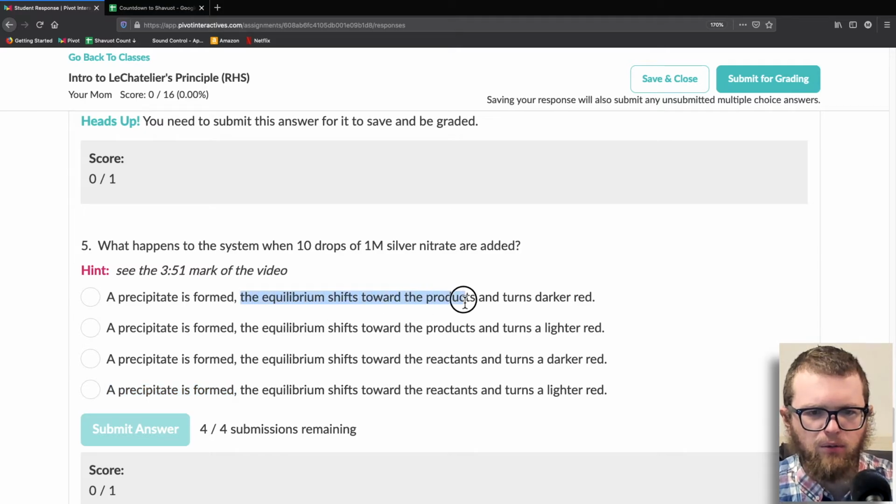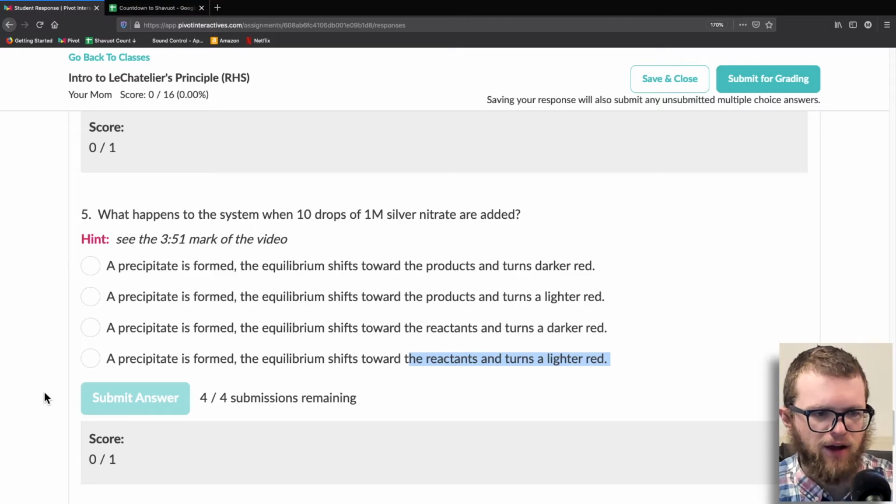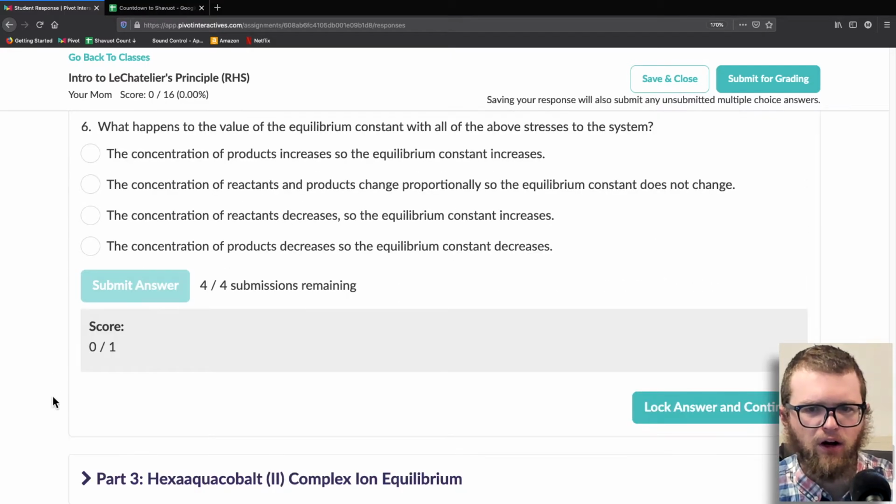So does the equilibrium shift towards the products and turn darker red? Does it shift toward the products and turn lighter red? Or does it shift towards the reactants and turn darker red? Or shift towards the reactants and turn lighter red? Answer that and go forward from there.